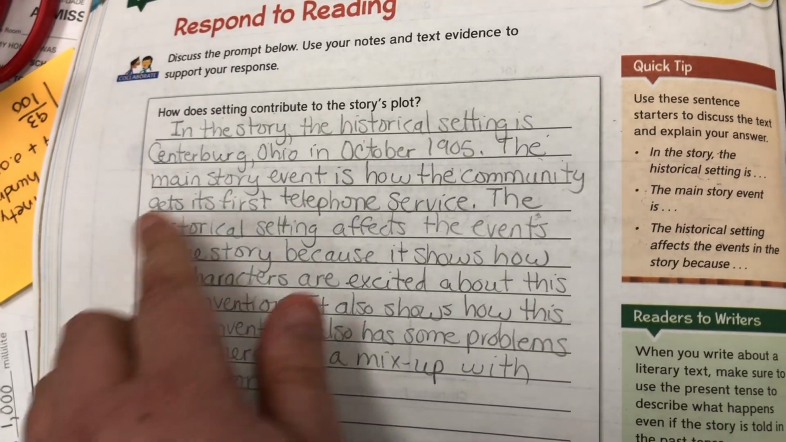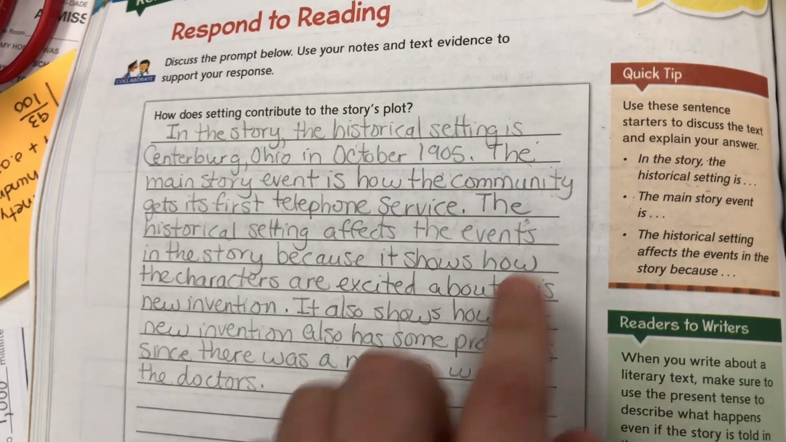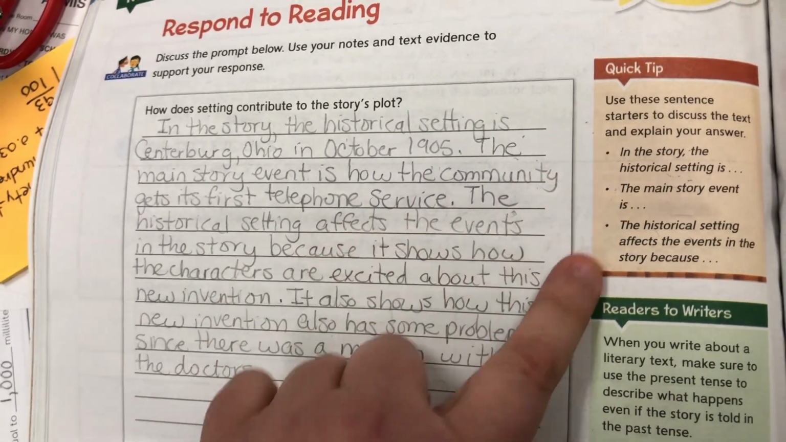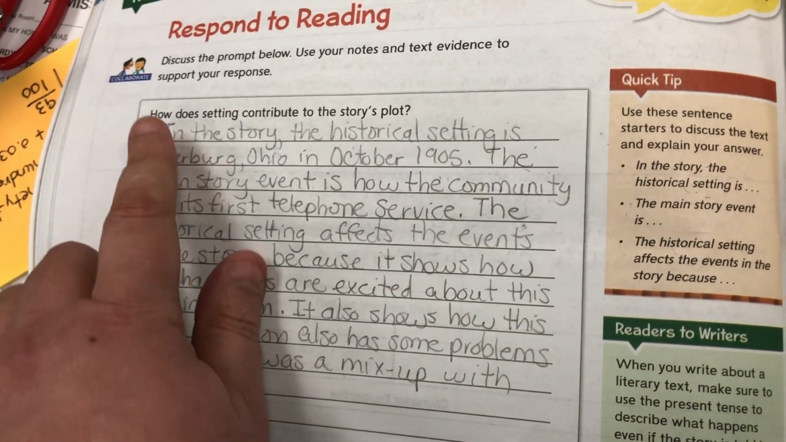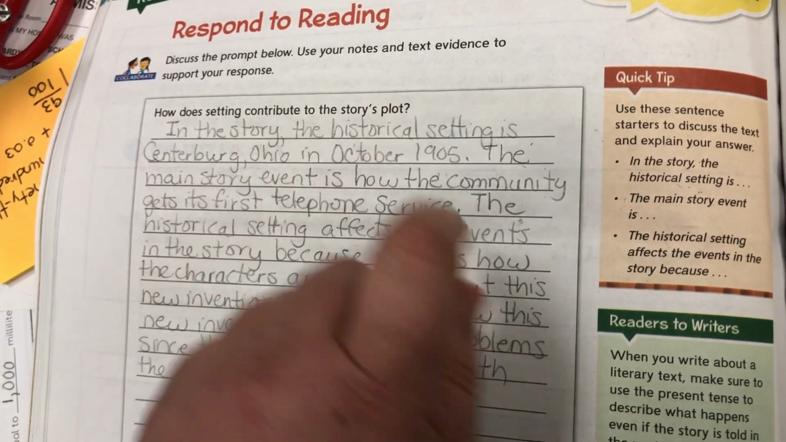In addition to that, we went ahead and completed our reading response using the sentence starters that are right here so that we can fully answer the question, how does the setting contribute to the story's plot? Then it was time for writing, and we are now moving into our body paragraphs and understanding how we can use the evidence that we gathered in order to fully flesh out a really well-written paragraph.